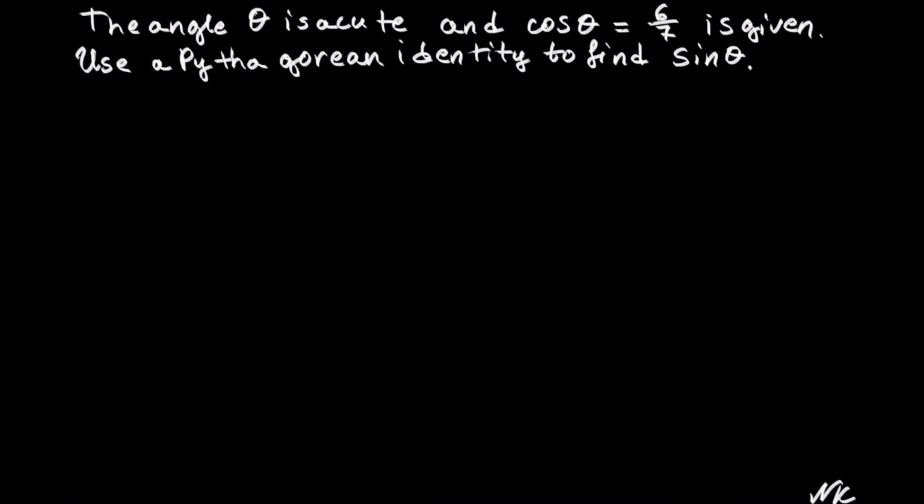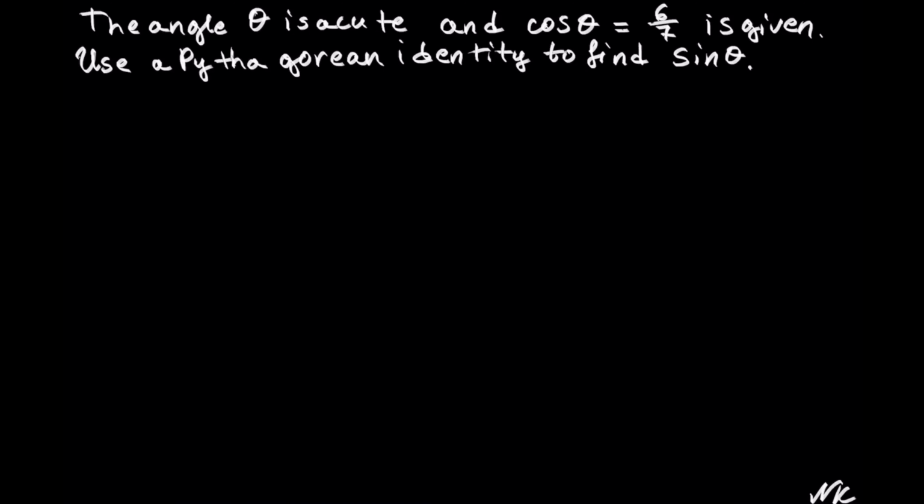So we are given that angle theta is acute, which means it's in the first quadrant and all trigonometric functions are positive. And cosine of theta is equal to 6 out of 7. And we have to use a Pythagorean identity to find sine of theta.